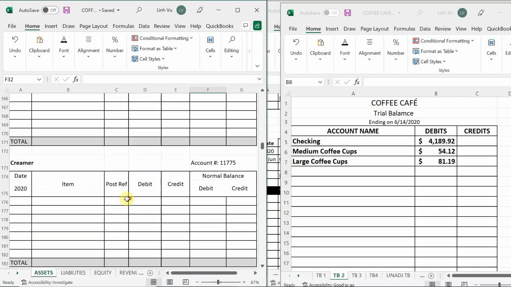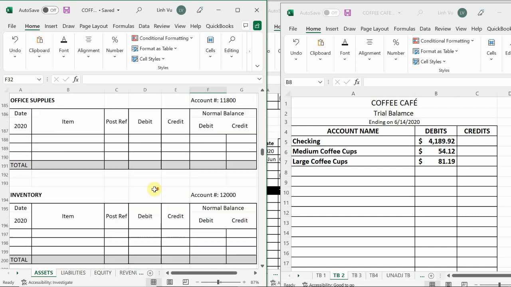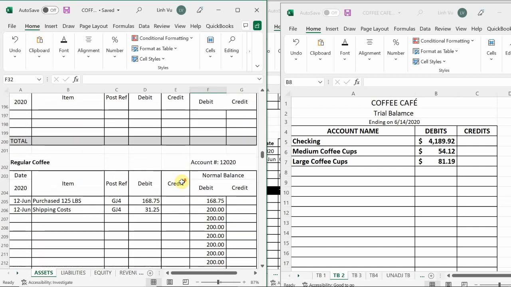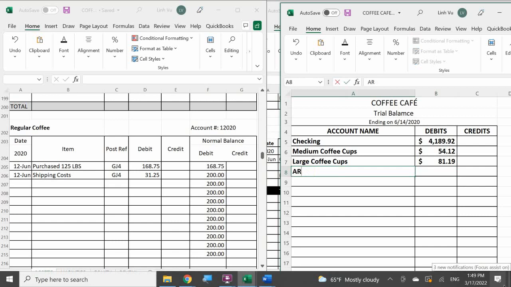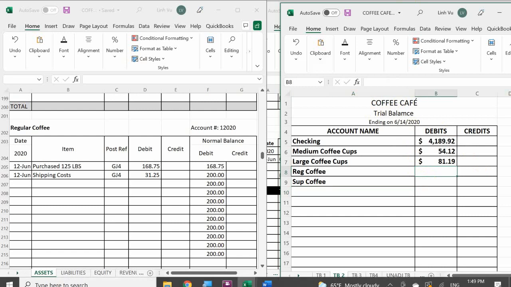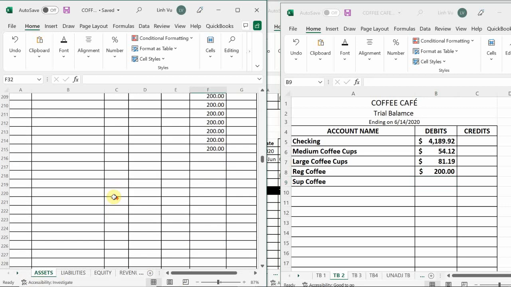We haven't bought sugar or creamer yet. Okay. We haven't even bought office supplies yet. Okay. What about inventory? Yes, we did buy some inventory. And what were they? Regular coffee and supreme coffee. Okay. How much regular coffee do I have right now? We have $200 worth of regular coffee. What about supreme coffee?